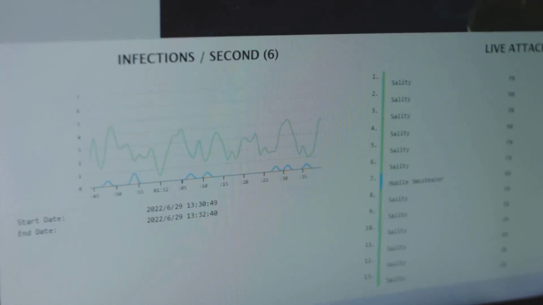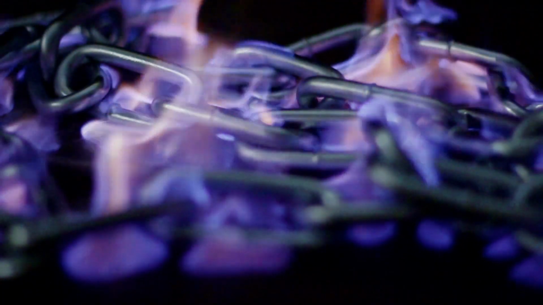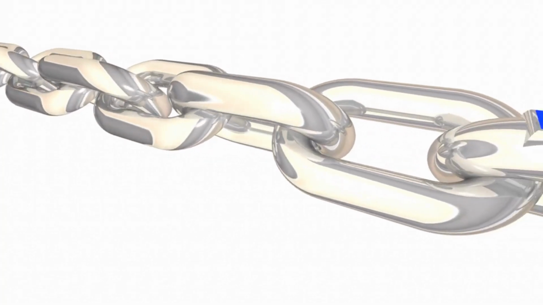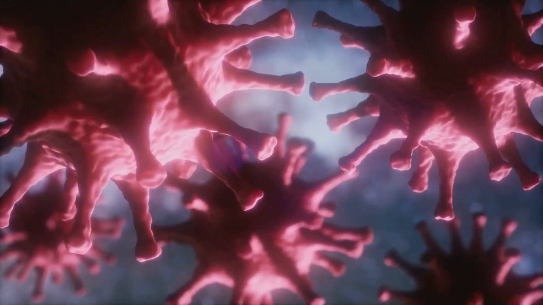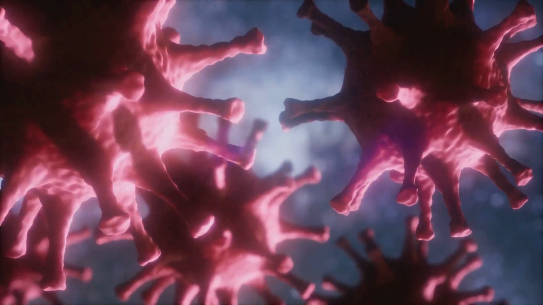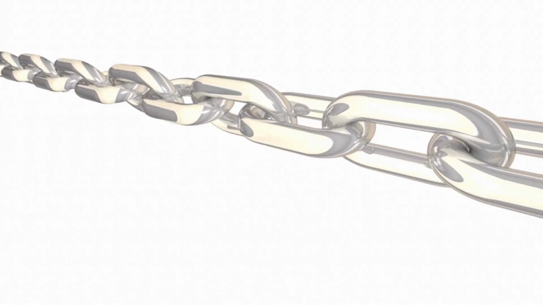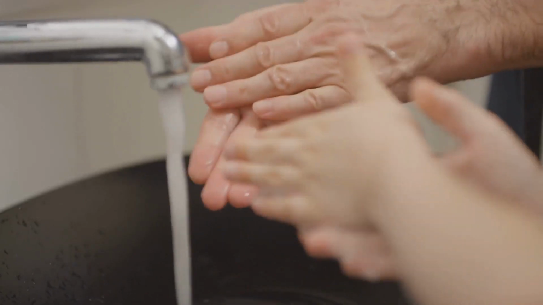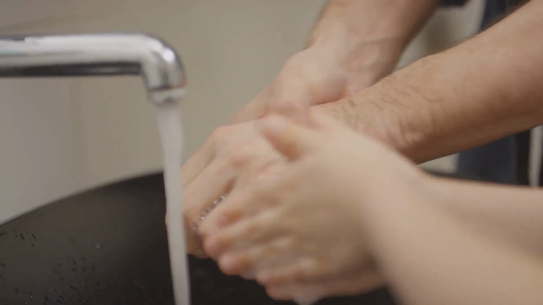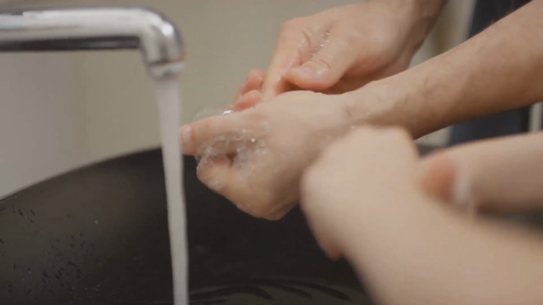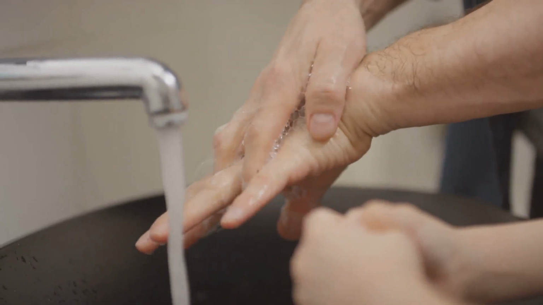1. The chain of infection. For an infection to occur, 6 links must connect. Link 1. Infectious agent. This is the pathogen causing disease. It can be bacteria, a virus, fungi, or a parasite. Link 2. Reservoir. This is where the germ lives. Examples include people, water, food, animals, or contaminated surfaces.